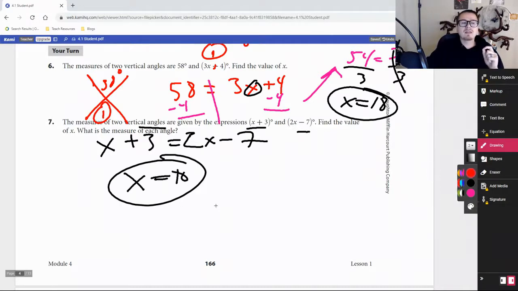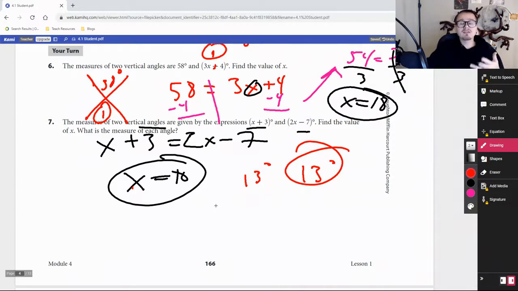Now, if it wants you to tell the measure of the angle, you need to plug the 10 in for x. So you can do 10 plus 3, which is 13 degrees. And 2 times 10 is 20. I always give the answer out. 2 times 10 is 20 minus 7 is also 13 degrees. So the measure of the angle is 13 degrees.